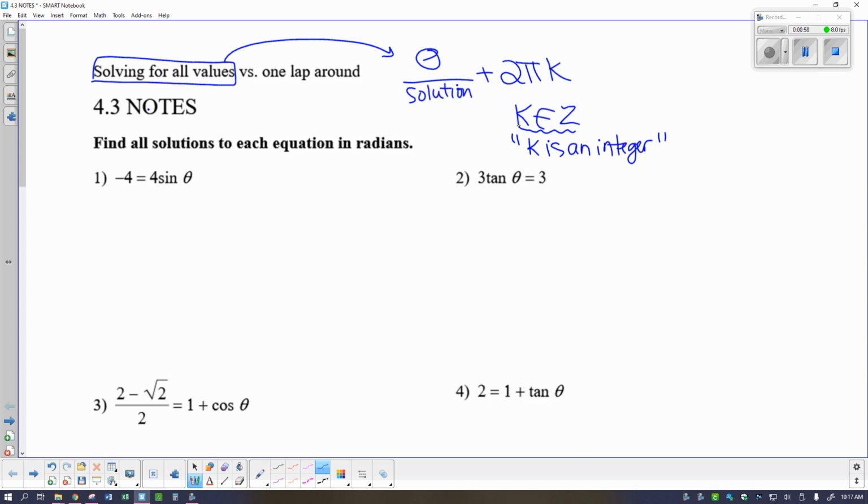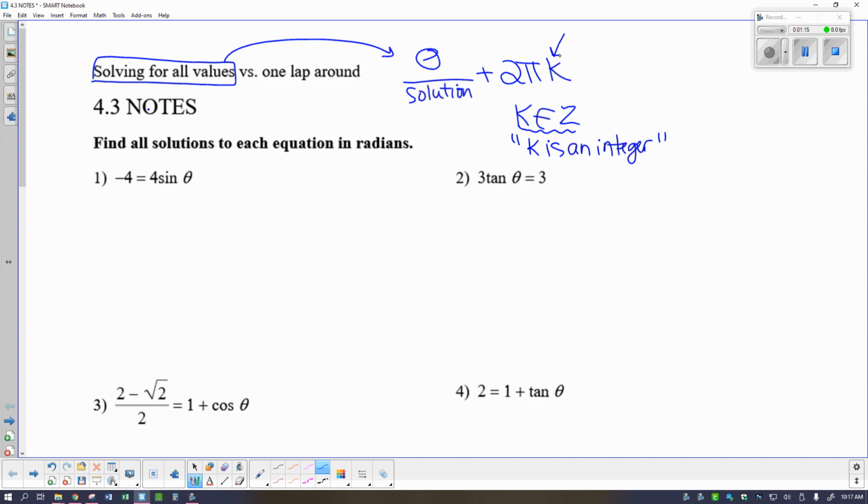So what does that say? I'm putting in an integer here so I can get back to that same spot over and over again. I could put in anything positive, I could put in anything negative, and that would go both ways and get back to the solution that we just talked about.